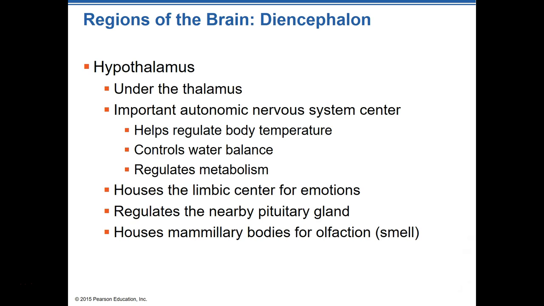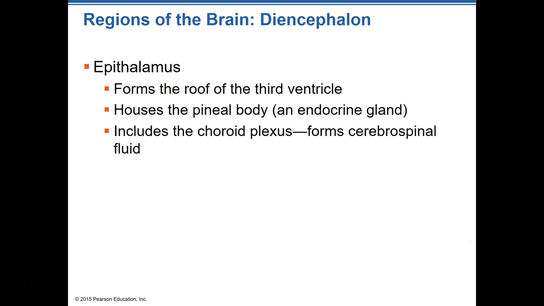The hypothalamus is under the thalamus, obviously. It's hypo, so it's below it. It's part of the autonomic nervous system. Regulates body temperature, water balance, metabolism, those types of things. When somebody has underactive or overactive hormonal problems in their body, sometimes it is correlated or related to the hypothalamus. It also houses that limbic center of the body for emotions, and it regulates the pituitary gland, and also the sense of smell.